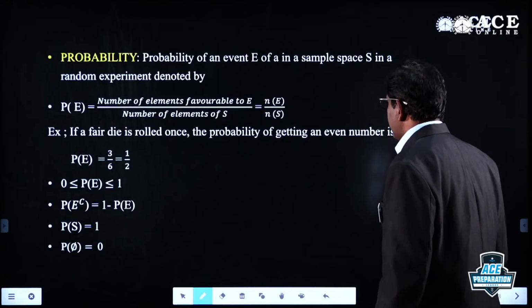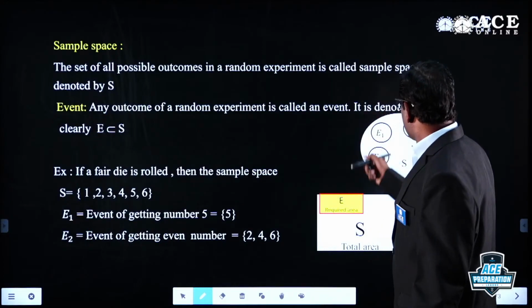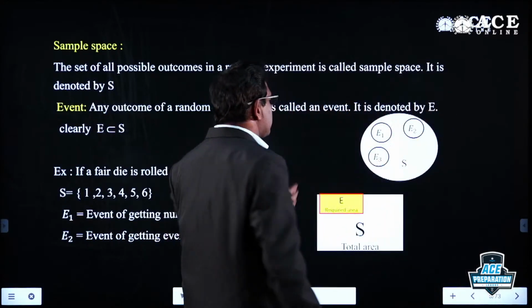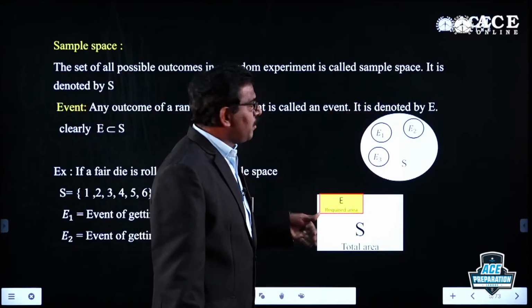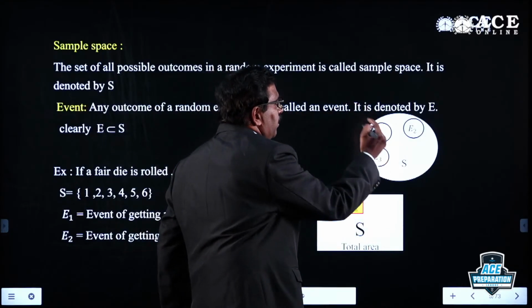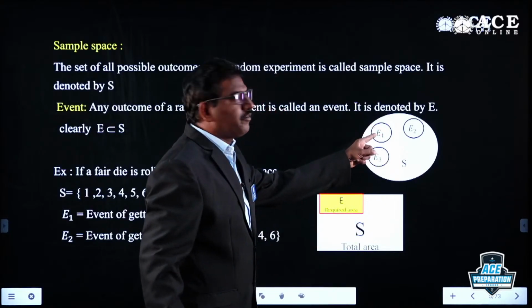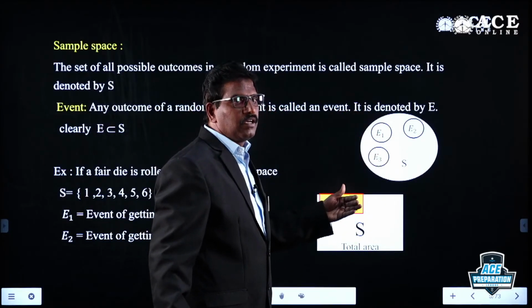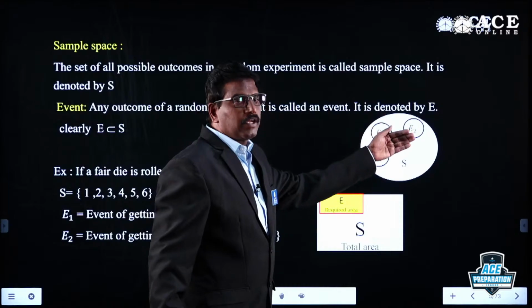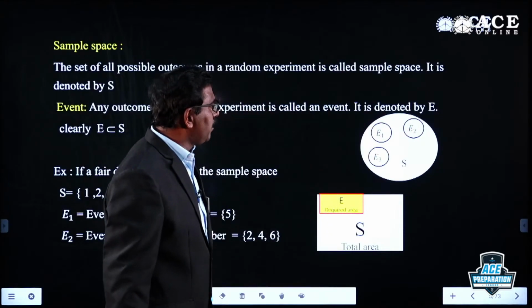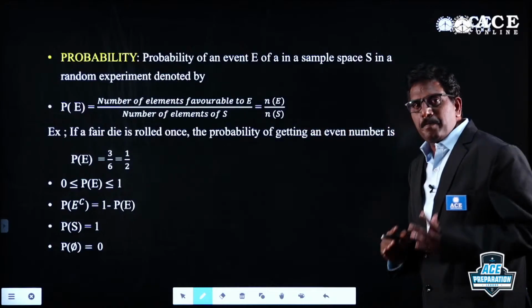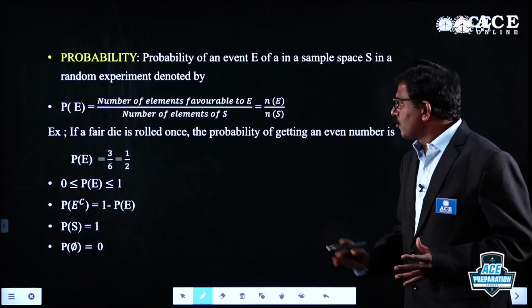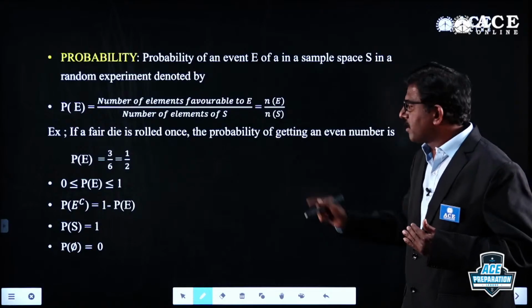Simply, the denominator is nothing but the universal set, all possible elements. The numerator is what is required in the question. Suppose E1 is required, I take the number of elements in E1 in the numerator. If E2 is required, I take the number of elements in E2 in the numerator, like that. Simply, the numerator is a part of the denominator.